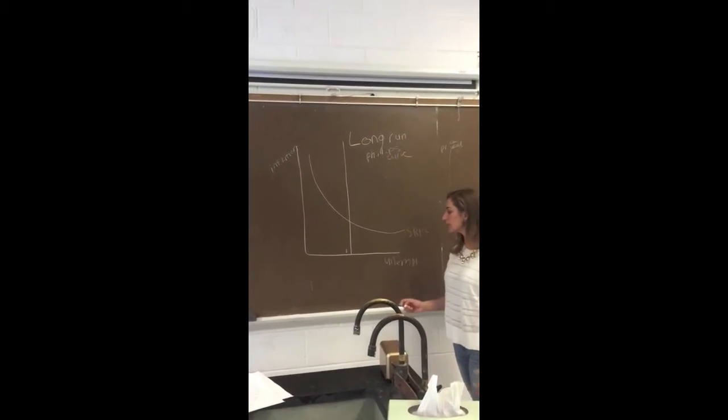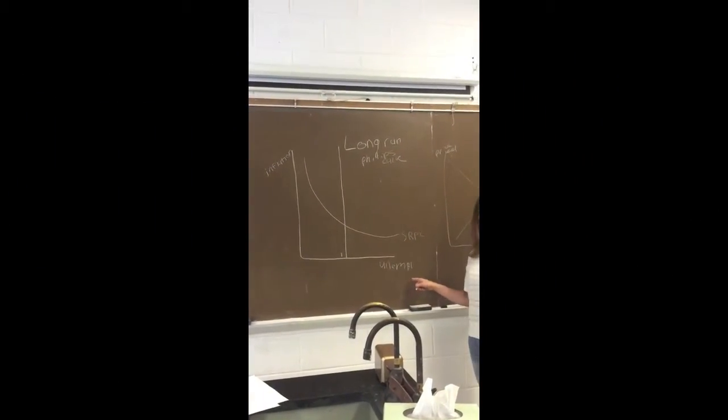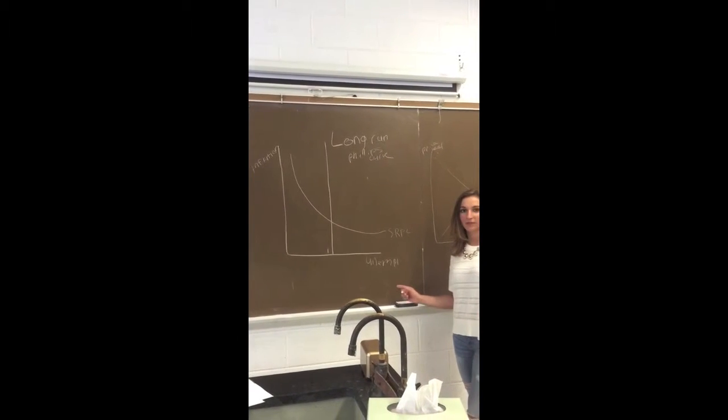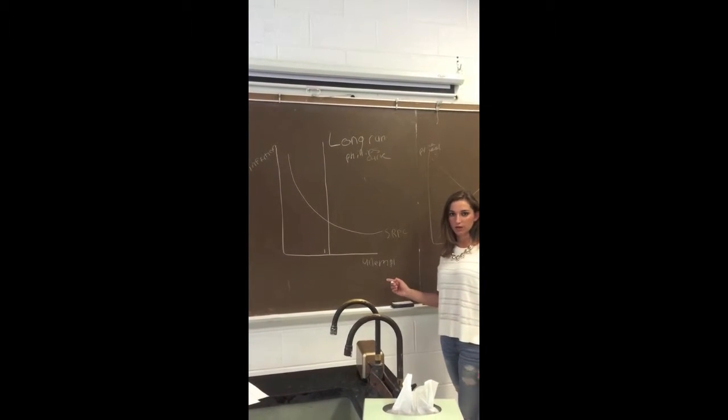In the long run, the Phillips curve is perfectly vertical because the unemployment rate is fixed at 4 to 6%, and this is due to frictional and structural unemployment.